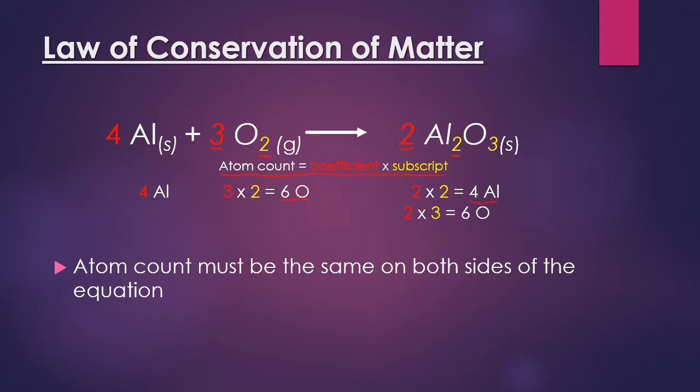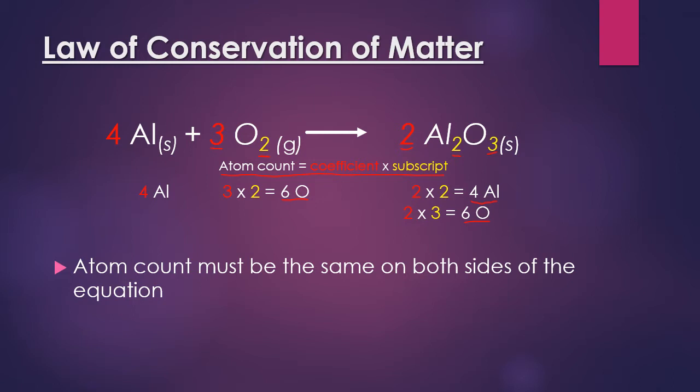That checks out. 4 aluminums on the reactant side, 4 on the product side. Good there. Now I'm going to do it again for the oxygen. This coefficient of 2 applies to every element in that compound. So it's going to apply to aluminum, and it's also going to apply to the oxygen. So I'm taking 2 times 3 in this case to get a total of 6 oxygens.